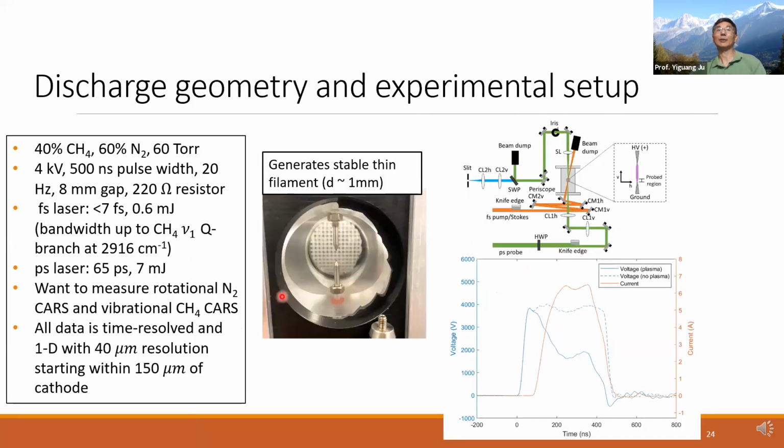So here is the discharge geometry with a 1 millimeter discharge with nanosecond pulses, with 40% of methane, 60% of nitrogen, 60 torr, with plasma at 4 kilovolt and 500 nanosecond pulse and 20 hertz. And this is the measured voltage with plasma and without plasma, and the current.